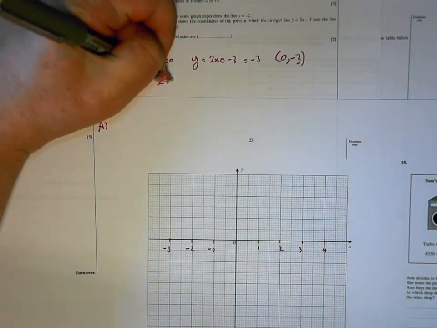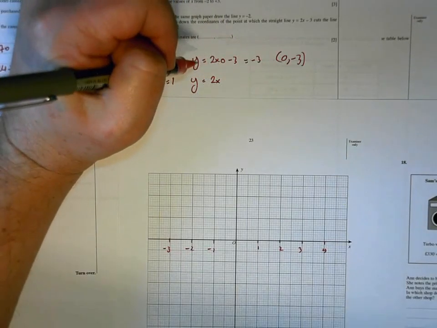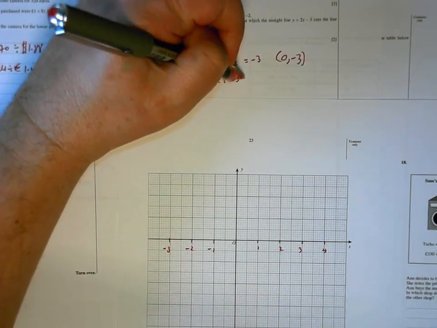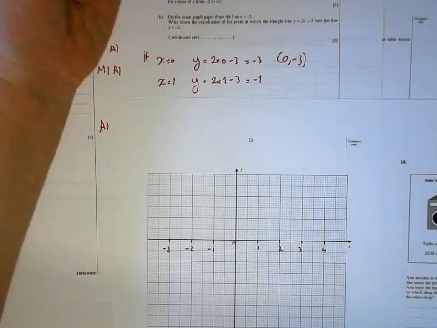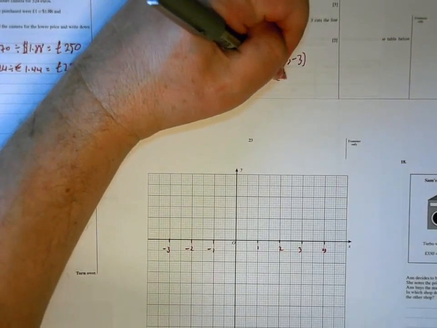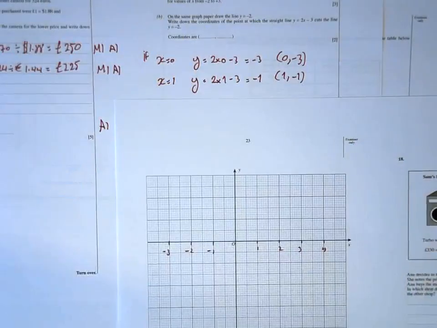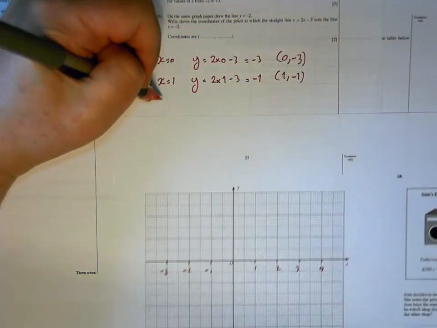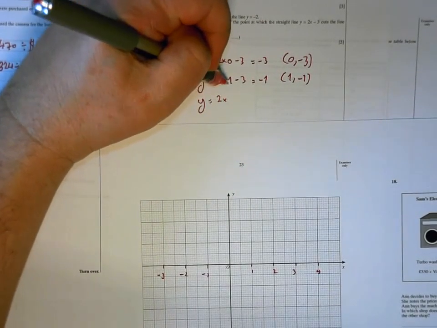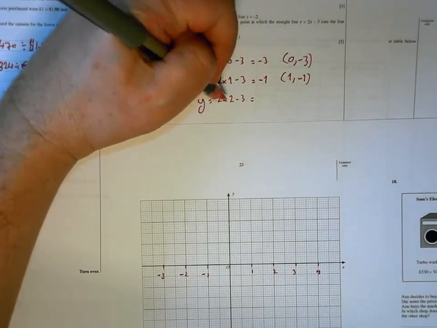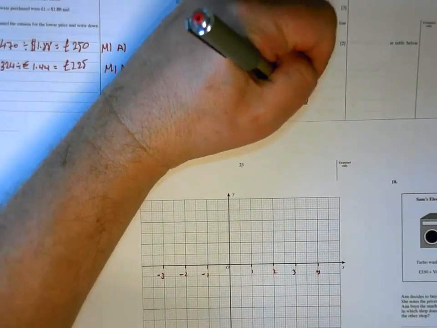Then I'm going to put x as 1 in. So y equals, instead of 2 times 0, it's going to be 2 times 1 take away 3. 2 times 1 is 2, take away 3 is negative 1. So x is 1, y is negative 1. I want one more, so let's go for x is 2. y equals 2 times 2, take away 3. 2 2s are 4, take away 3, 1. x is 2, y is 1.